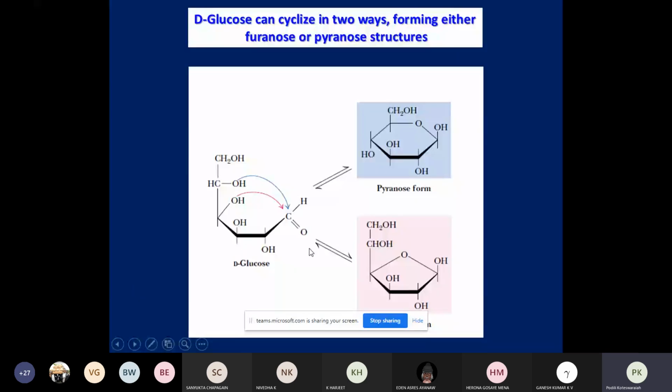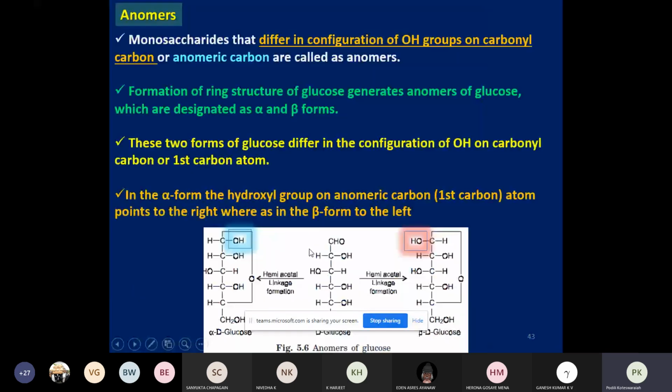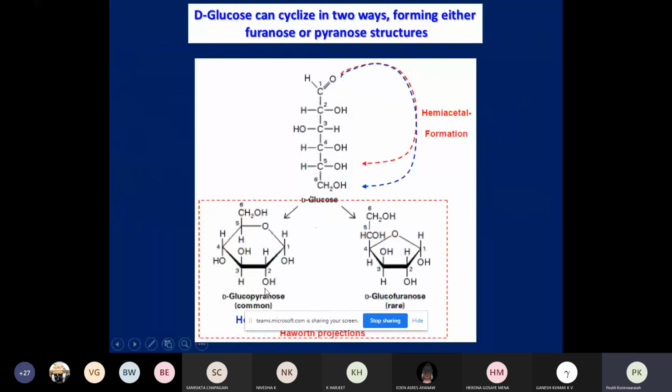Then coming to the anomers. Anomers are the two sugars which differ from one another in their configuration around the anomeric carbon. For example, as I already said, when glucose cyclizes, it can form alpha D glucose or beta D glucose, which you can see here.